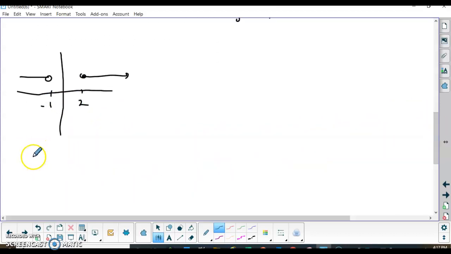So in our notation, right, we're going from -infinity to -1, and we're open on both of those. And we have to union that together with a 2, and then it goes out to infinity. So that will be a discontinuous function. You can see here that the x values in between -1 and 2 are not used.